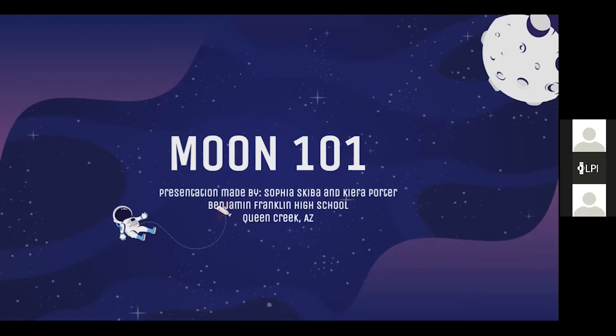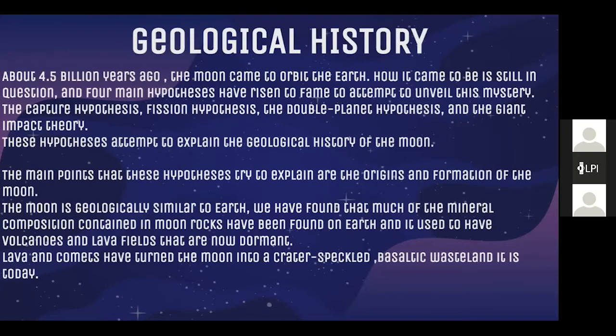So we started off with printing up some background of what's going on, because with the Moon 101 it's a bit harder to know what's going on otherwise. We start with the geological history, because then we can better understand the observations we're making. About 4.5 billion years ago, the moon came to orbit Earth.